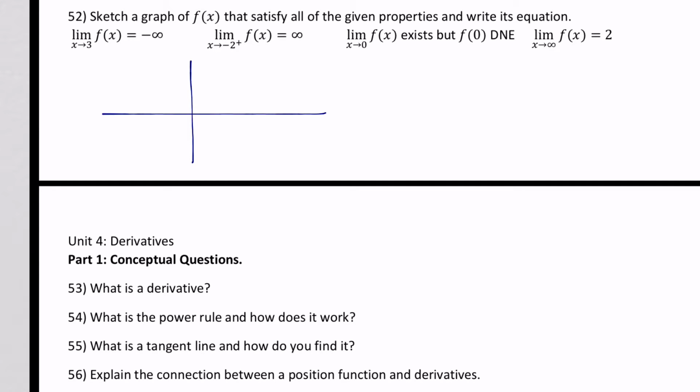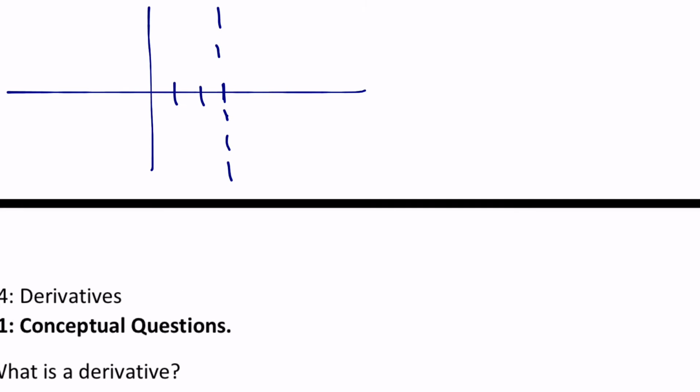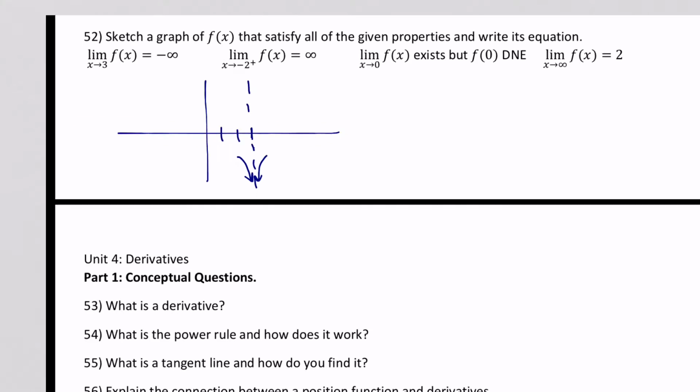The limit as x approaches 3 equals negative infinity. So let's go 1, 2, 3. Let's dash in an asymptote. If I want the limit to equal negative infinity, it means that my graph has to go to negative infinity on both sides, which means it has to be down there and it has to be down there as well.